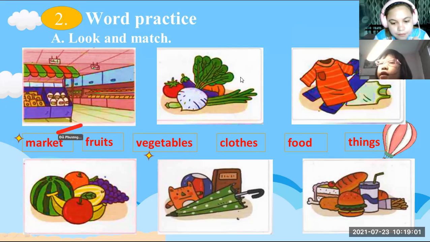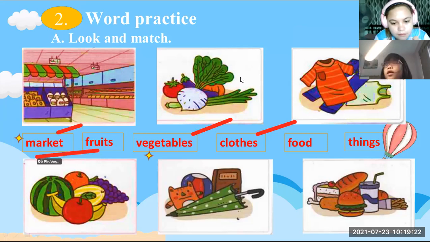Market. Vegetable. Gloves. Rules. Things. Food.